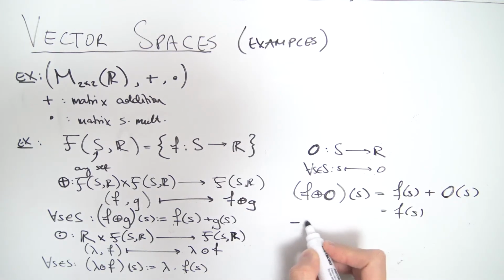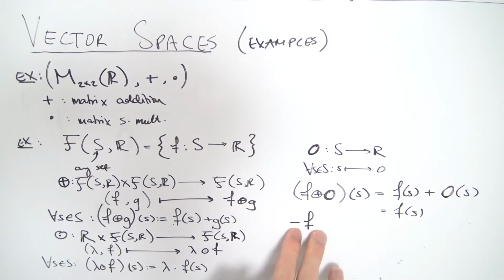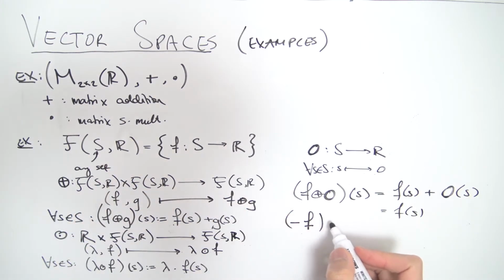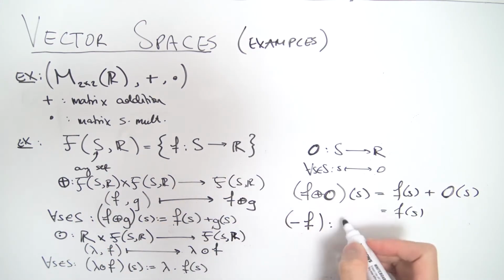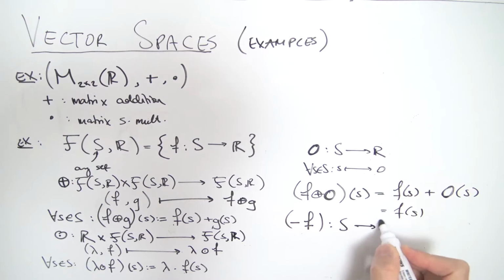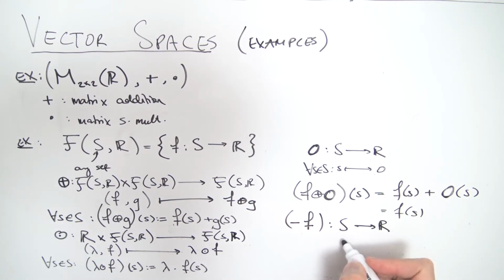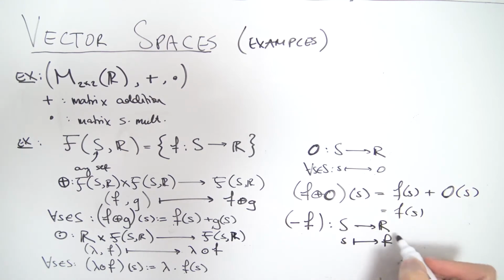You also have the inverse element, which we call minus f. If this guy is in your set FSR, then it's definitely going to be a map from S to R. How does it work over here? Well, we can define S to map to our normal f of s, but then what we do is we multiply the whole thing by a -1. And we can check that this is indeed the inverse element by using the axiom.